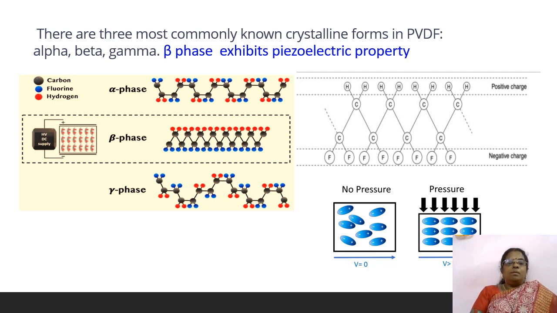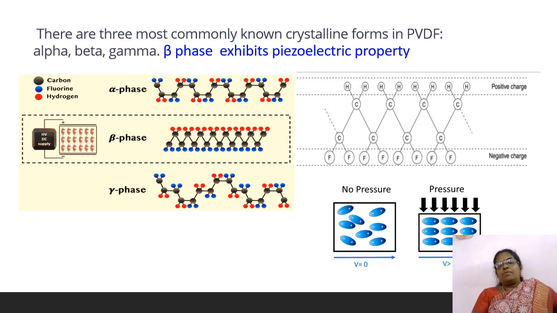The blue one is fluorine and the red one is hydrogen. So this fluorine and hydrogen are responsible for the piezoelectricity. The presence of fluorine and hydrogen atoms is responsible for the piezoelectric properties. See how it is arranged in beta phase. All reds are on one side and all blues are on another side. All hydrogens are on one side, all fluorines are on the other side.